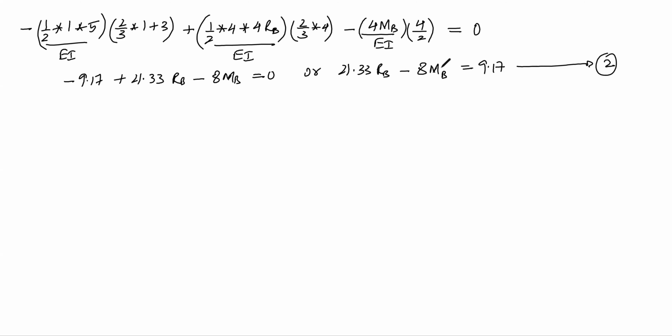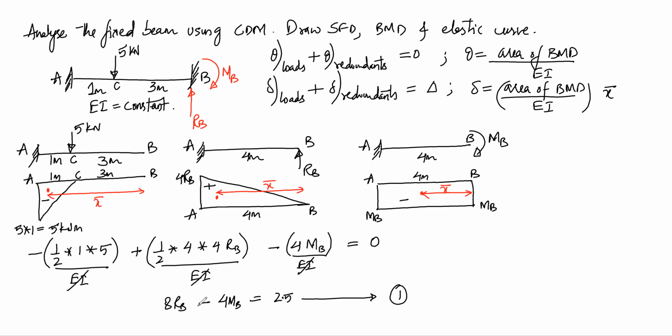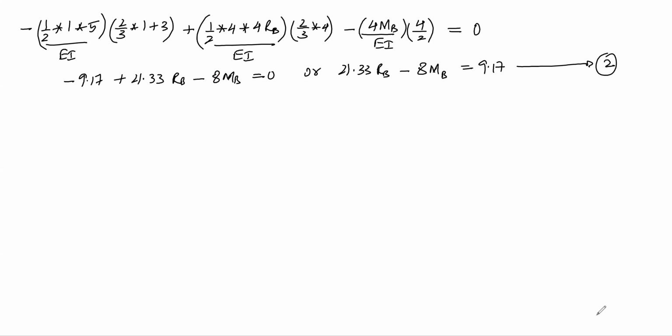Again with two unknowns, RB and MB. So we have here two equations with two unknowns. So we can solve these equations to find RB and MB. For the first equation, it is 8 minus 4 and 2.5. And for the second equation, it is 21.33 minus 8 and 9.17.